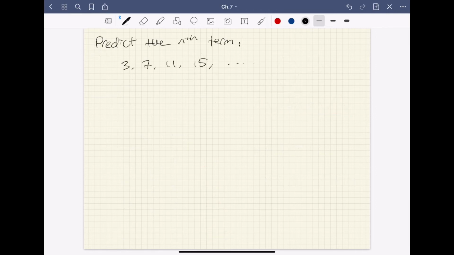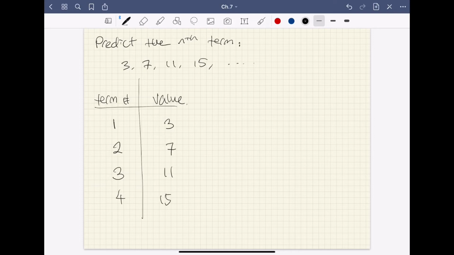Now let's do another example. Predict the nth term for this pattern, 3, 7, 11, 15. So again, we're gonna make a table of values. The left will be the term number, and the right will be the value of the term. So for the first term, the value is 3. The second term, the value is 7. The third term, value is 11. And the fourth term, value is 15.